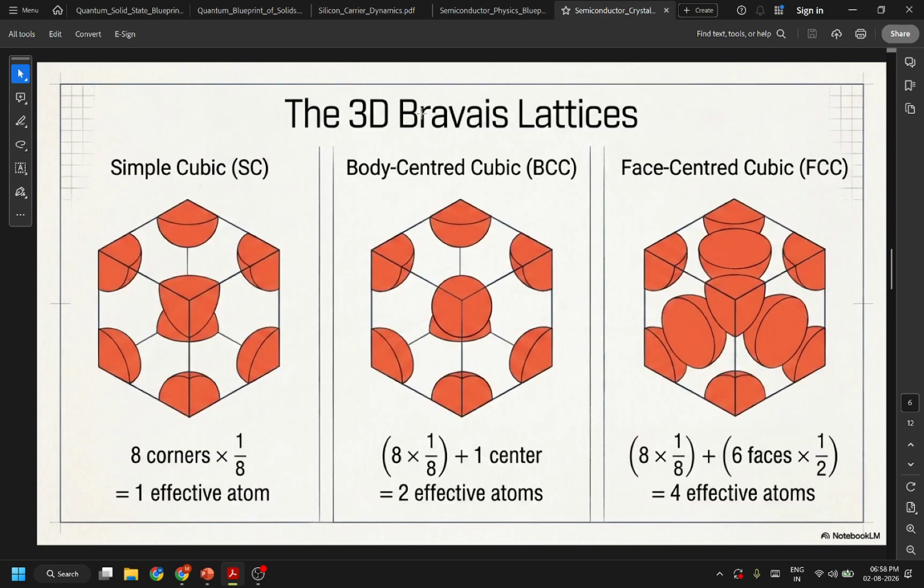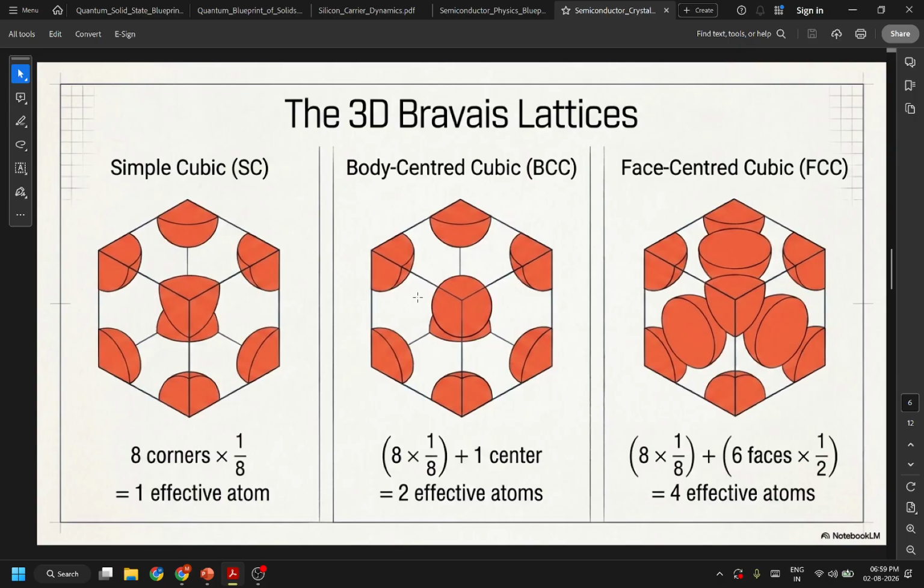So now we come to Bravais lattices. There are primarily three types of cubic Bravais lattices: simple cubic, body centered cubic, and face centered cubic. In simple cubic, the atoms are only at corners. So it has eight corners, and each corner atom is shared by eight such cubes. So we have 8 corners into 1/8 atom, so one effective atom in one simple cubic cell.